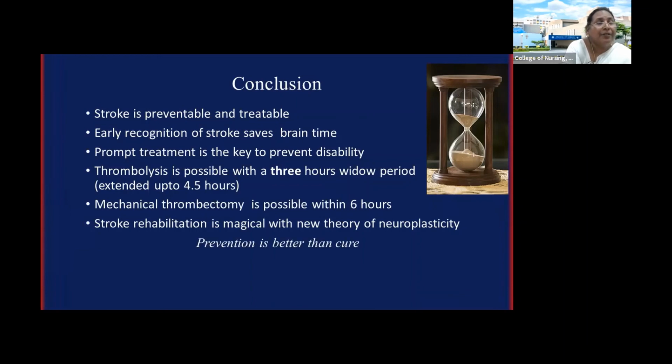But always we must remember prevention is better than cure, and prevent stroke so that the community will be saved. There's a stroke clock which tells that every minute we waste after a stroke, we are losing brain cells. So we must spot stroke and stop stroke.